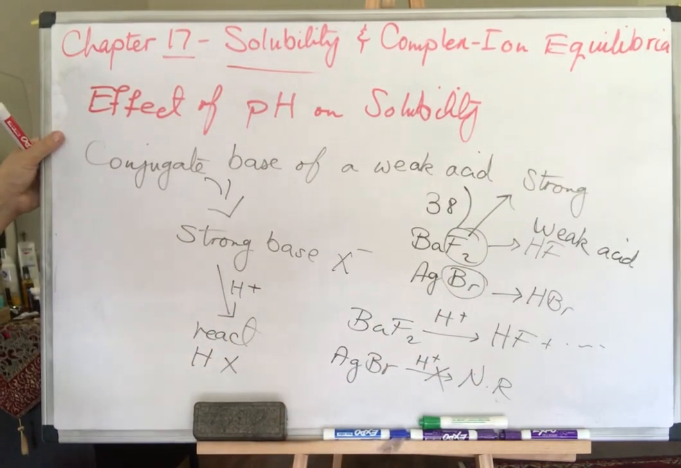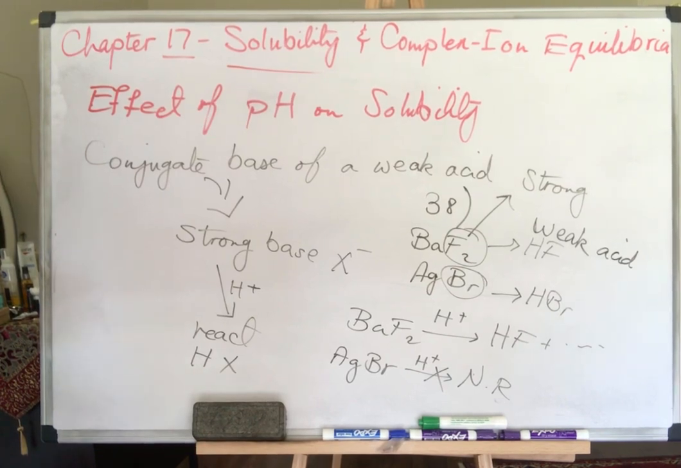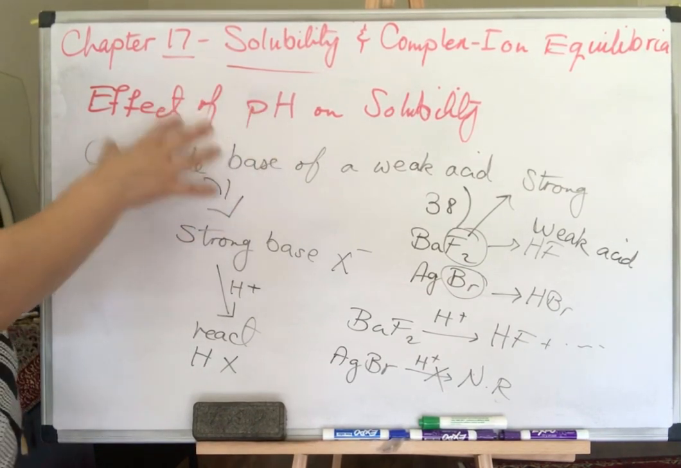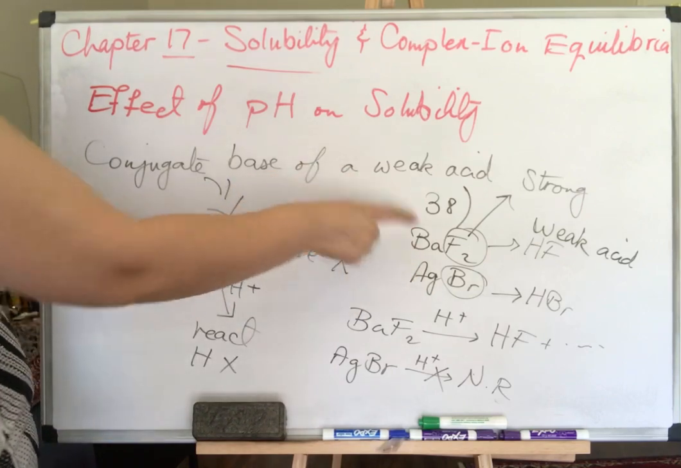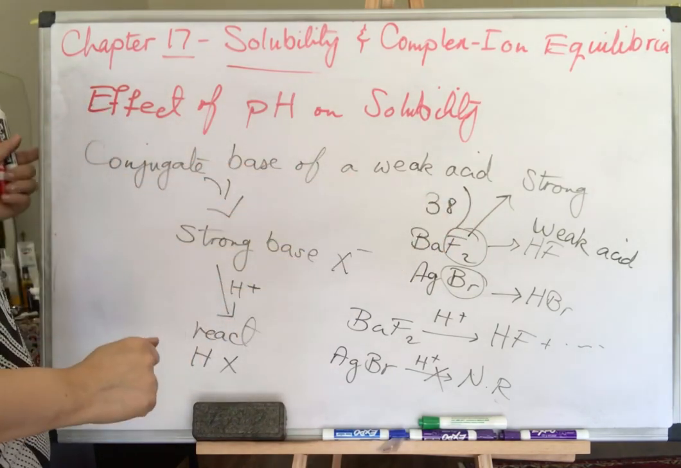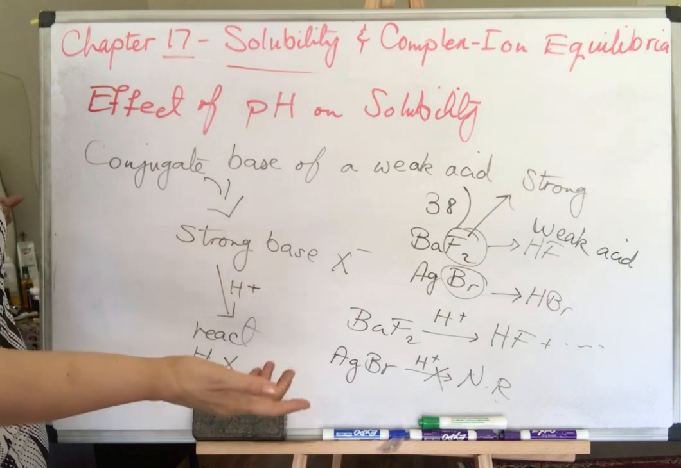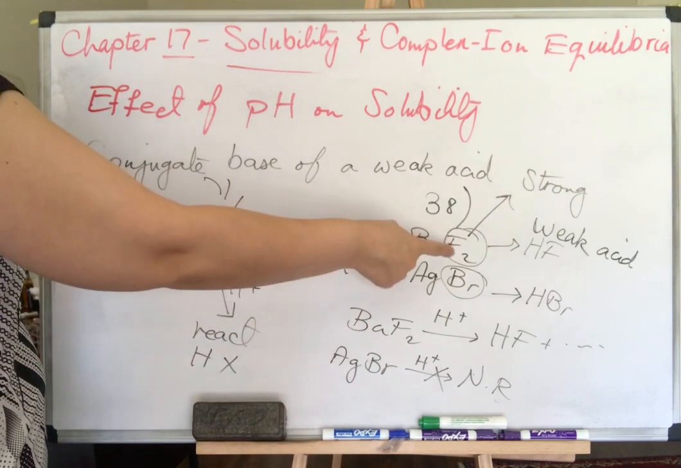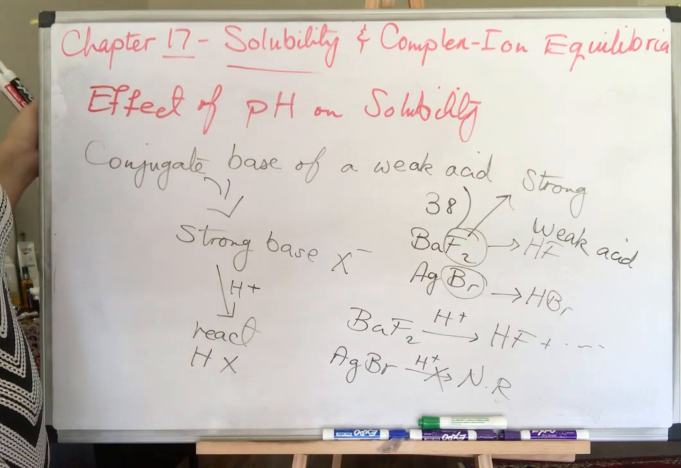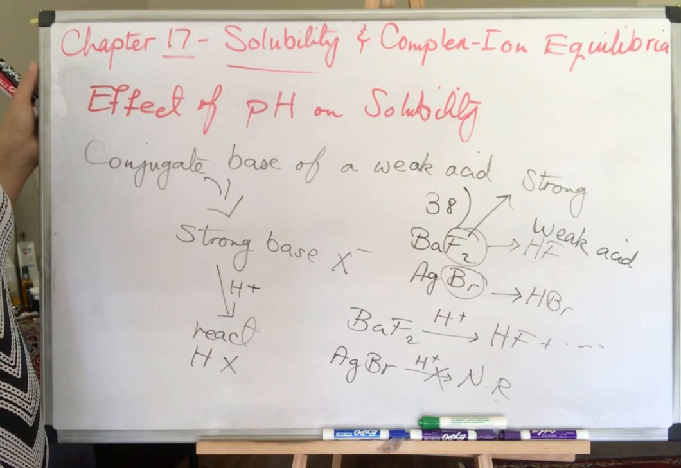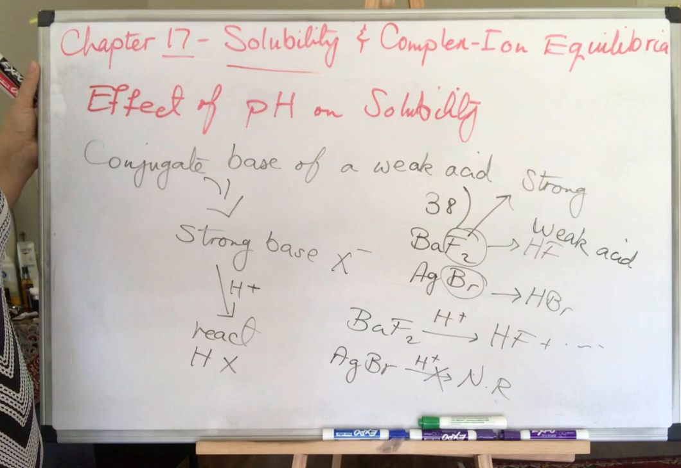So from the salts given to you, you determine which one comes from a weaker acid, and you learned it in the previous chapters. And then you will pick that salt as the one that will dissolve, the solubility is going to increase.